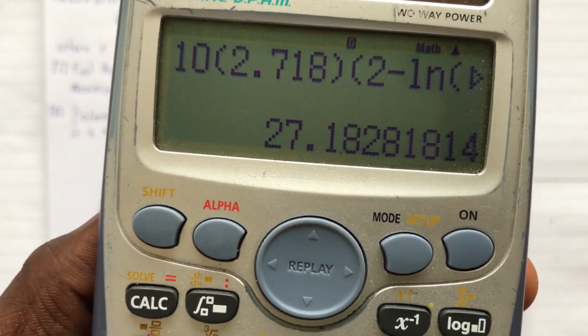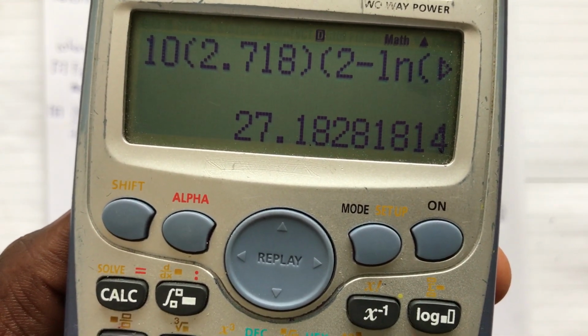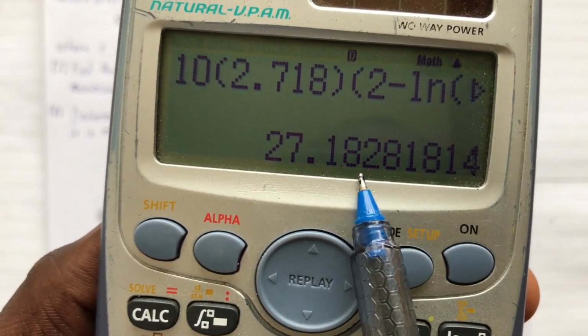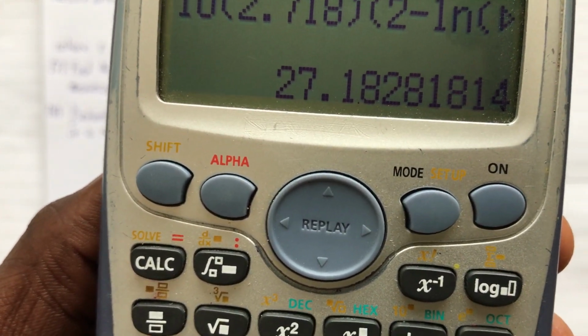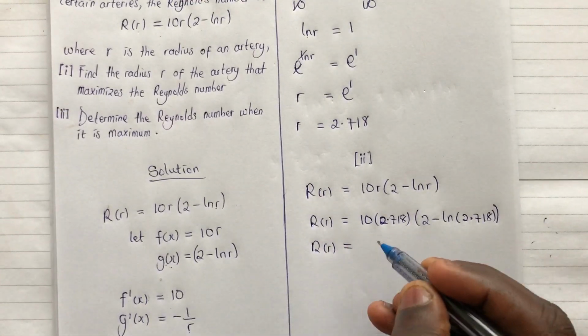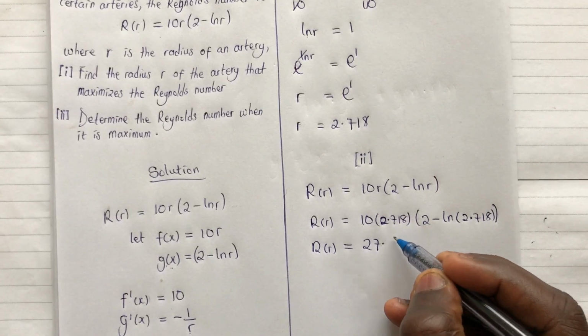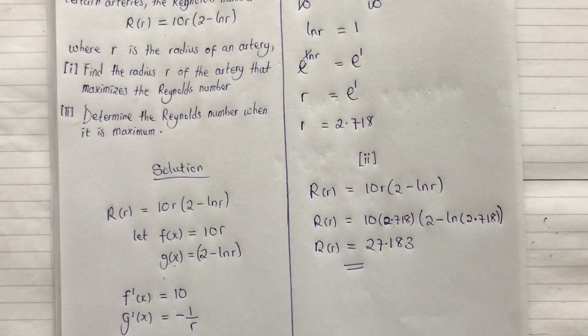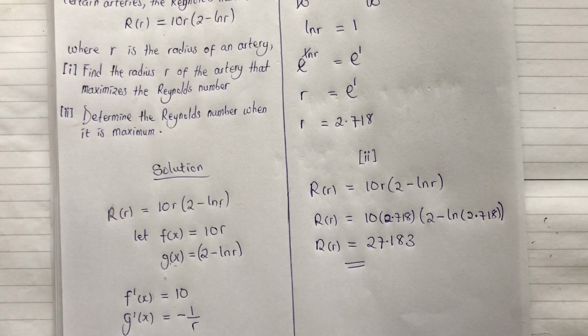So the Reynolds number here is given at 27.183 when I round this to 3 decimal places. So we have R(r) giving us 27.183, and this is our final result. So the Reynolds number at r equal 2.718 is giving us 27.183. So at maximum, the Reynolds number is this value. So this is the end of this solution.